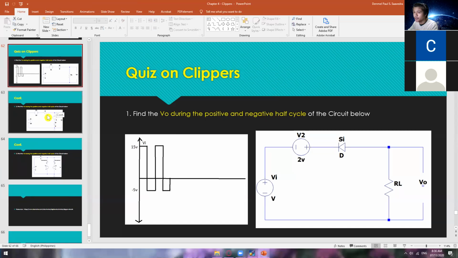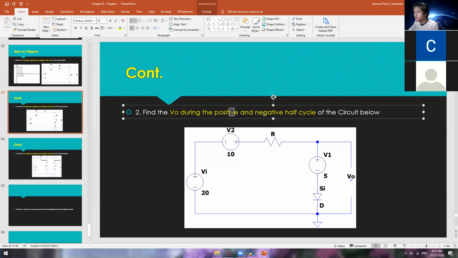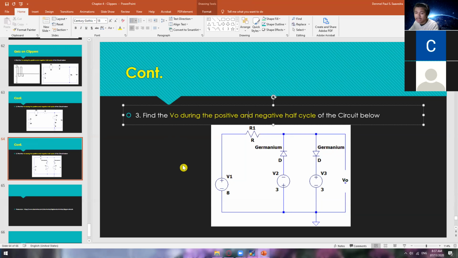So that's it for number one, and then this is for number two. You have here a shunt clipper. The same, you have to find the V sub O during the positive and then the V sub O during the negative half cycle. And then the last one is a dual combination, or a dual clipper. Same idea, you have to find the V sub O during the positive and then V sub O during the negative half cycle. So we only have three numbers, a total of 6 items in Canvas.